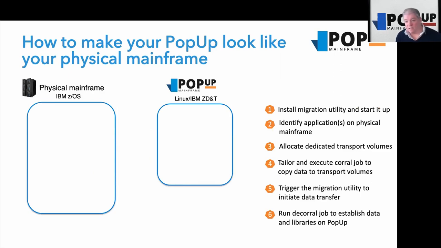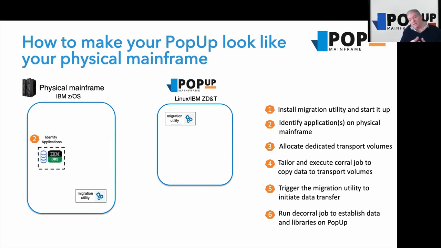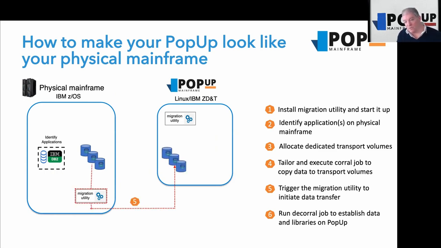So how do we right size a pop-up mainframe and make it look like the physical mainframe that we're perhaps using in pre-prod? Could be a test environment, could be any physical mainframe. Well, we use IBM's migration utility to basically help us interrogate and package up the applications and data that exist on that physical mainframe instance. We corral that data and application code into transport volumes and then move that across to the Linux hosted IBM ZD&T instance, decorral that data, and then you've effectively got something which works just as the physical mainframe does and is a subset of the data on the physical mainframe.